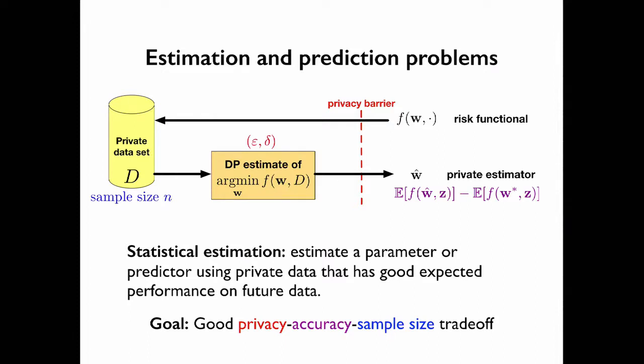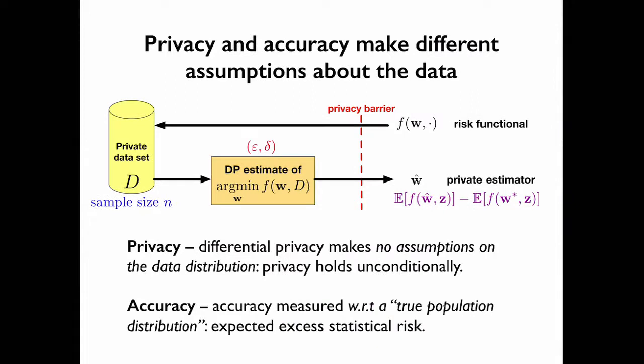So this is another example of this privacy, accuracy, and sample size trade-off. So the question is, how much data do I need to guarantee this objective? Just before we go on, privacy and accuracy measures are making different assumptions about the data, and that's kind of fundamental to differential privacy. In differential privacy, from the privacy definition, we're making no assumptions about the data. There is no true data distribution, and we can't look at probabilities or events over some data distribution. We want these privacy promises to hold unconditionally.